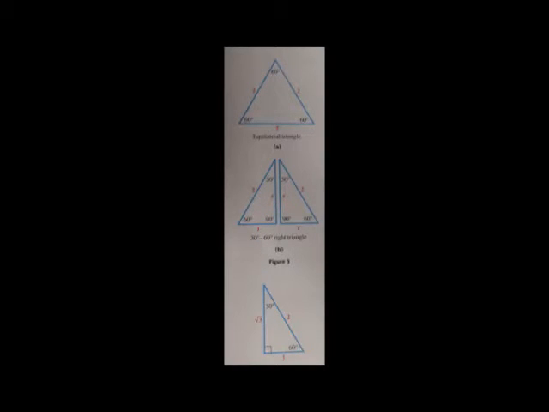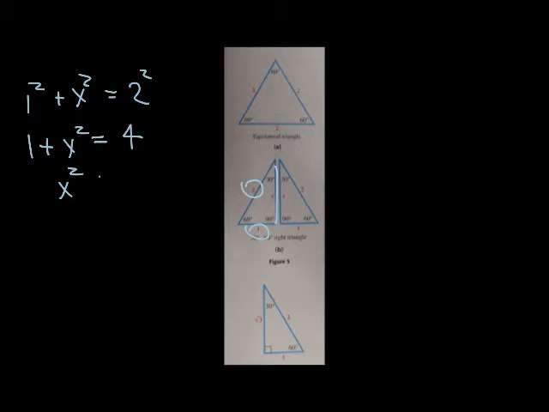And now in order to find out what this x value is, we just use Pythagorean. So we take 1 squared, plus x squared, which is what we're looking for, equals 2 squared, which is my hypotenuse. So 1 plus x squared equals 4, x squared equals 3, x equals the square root of 3. So that ends up being the height there.